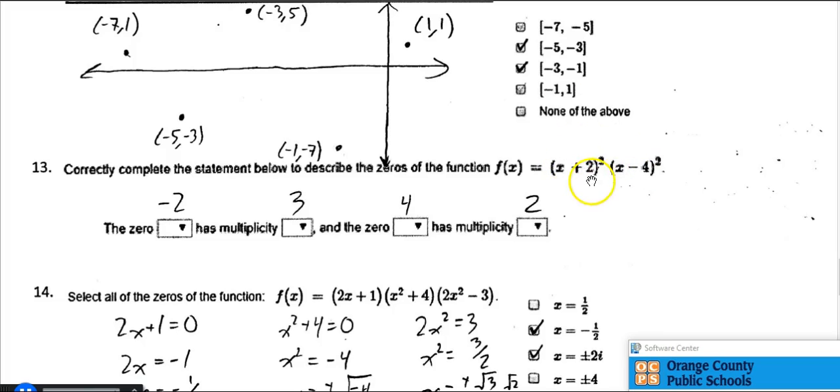Here we were given a function in factored form, so the nice thing here is you don't have to do any of the factoring on your own. Multiplicity is just how many times each of those factors occur. So according to the exponent in this case, we have a solution of -2 occurring 3 times, and then we have a solution of 4 occurring 2 times.